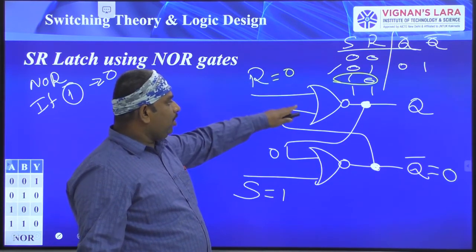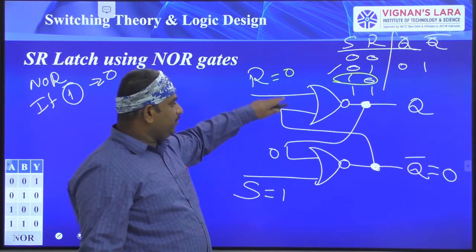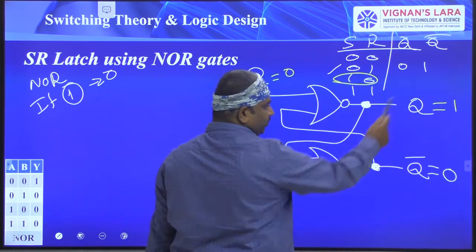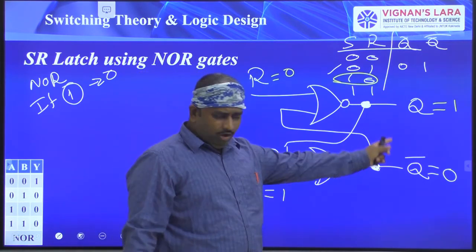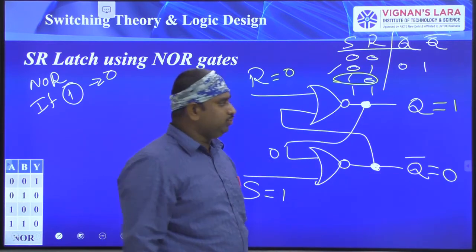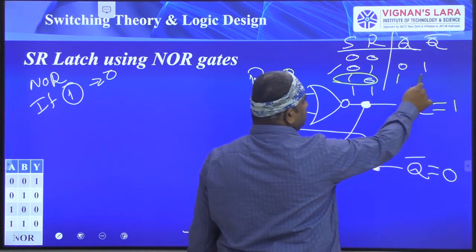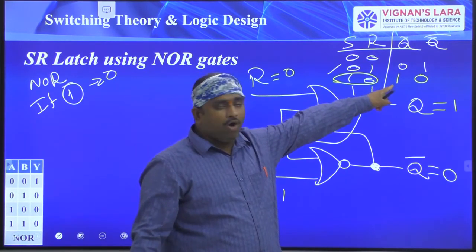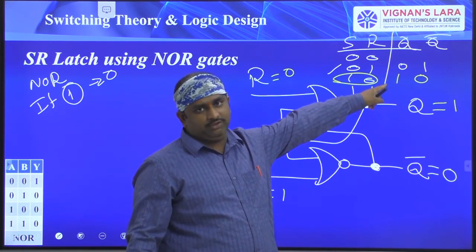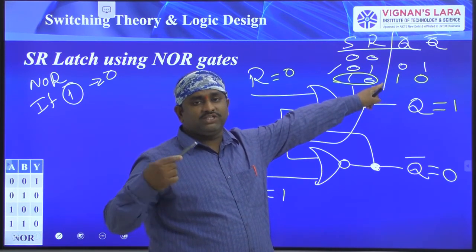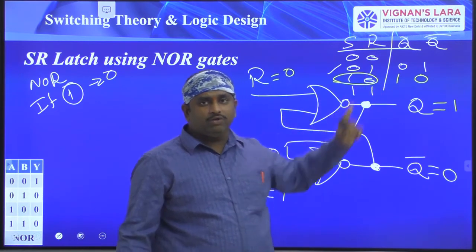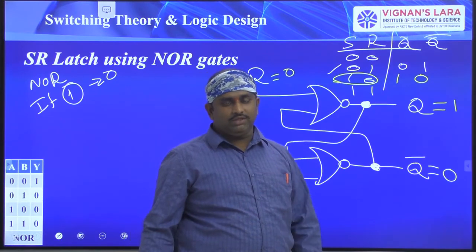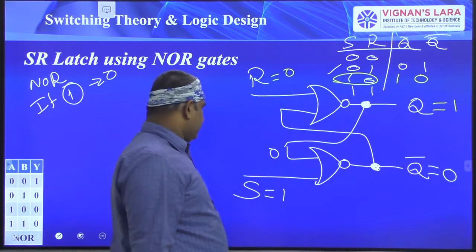So here already 0 and this NOR gate input is also 0, but with the 0, 0 combination the output is equal to 1. So now the outputs you got: Q is equal to 1, Q bar is equal to 0. So when you switch on the set button, your output is also going to switch on. So this is S is equal to 1, R is equal to 0. Right.